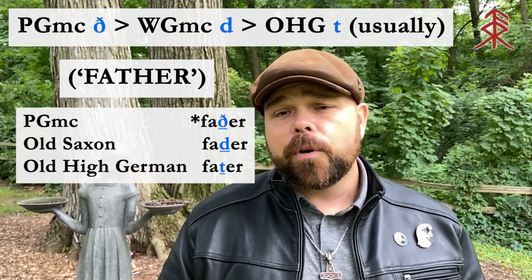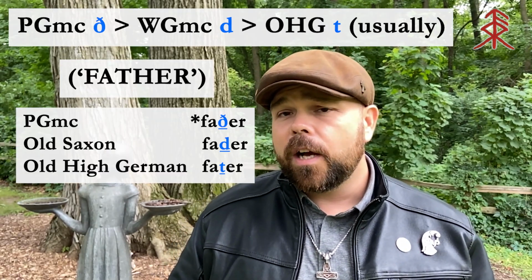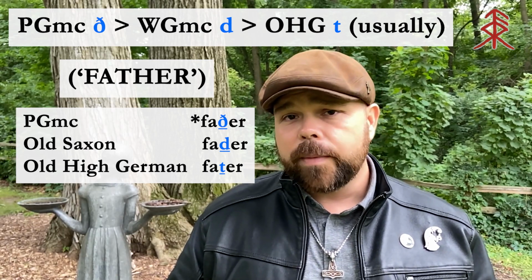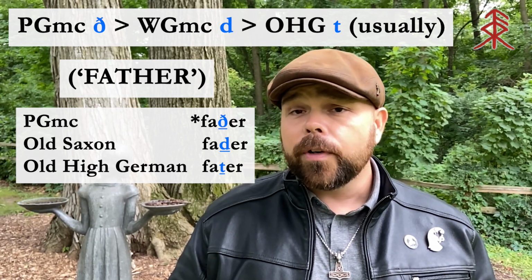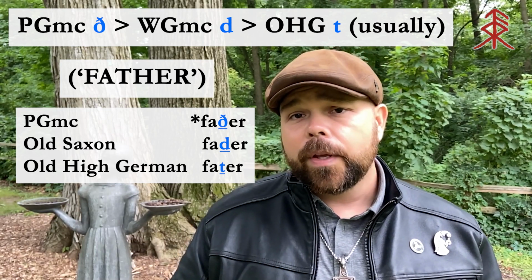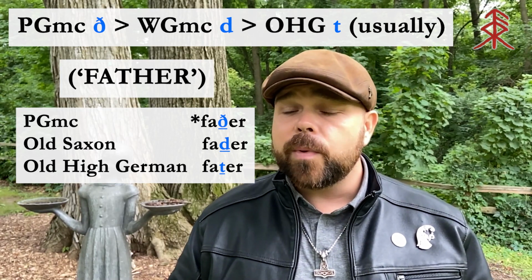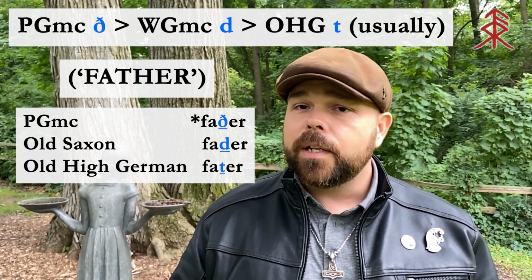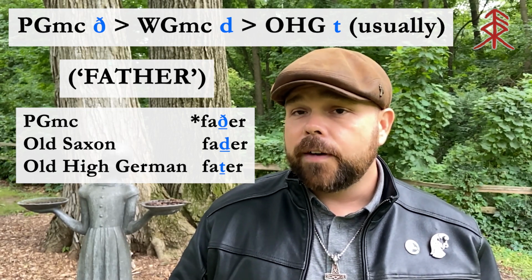So the very first sound that I want to talk about, which everyone talks about as an Old High German shift, is eth. So Proto-Germanic eth actually becomes a D in the West Germanic languages. However, in Old High German, that D shifts to a T. And so that's why, for example, in Old Saxon we have Vader, but in Old High German we have Vater.